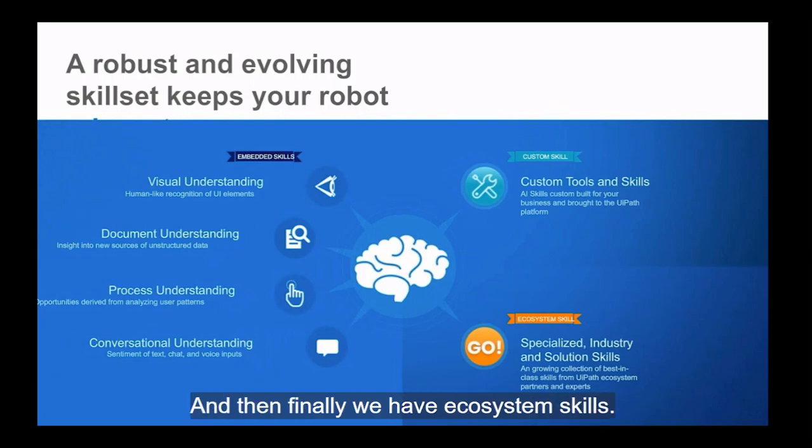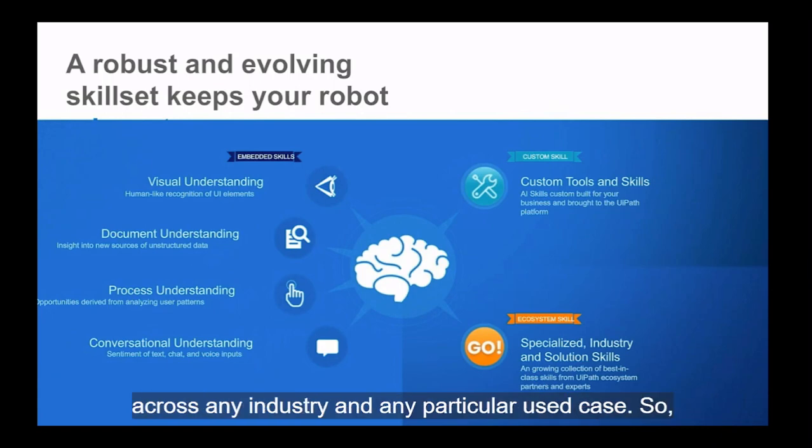And then finally, we have ecosystem skills. So we have more than 60 different AI partners today that bring in different skills that are industry focused or cover other areas that we're not targeting with our embedded skills. And these enable you to go after very specialized, broad set of processes across any industry and any particular use case.